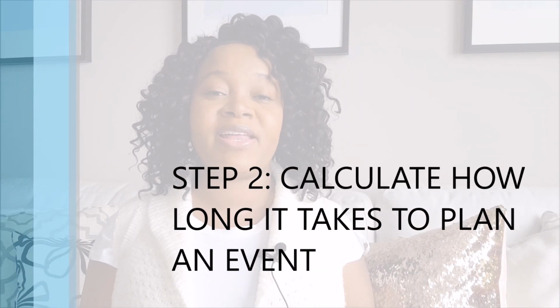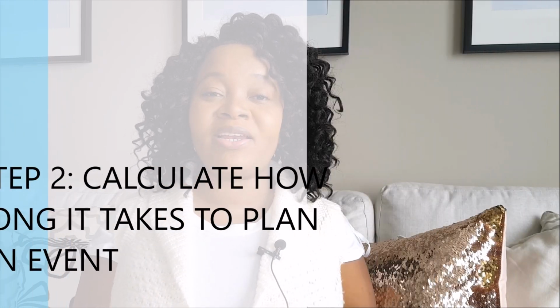Now, once you have your hourly rate, step number 2 is to calculate how long it takes you to complete each event, whether that's a wedding, a kid's birthday party, or a retirement party. For each event, track how many hours it takes to complete. For a wedding, when you're just starting out, let's say it takes you 200 hours. As you become more experienced and plan more weddings, chances are the number of hours will be reduced, but we'll address that at the end.